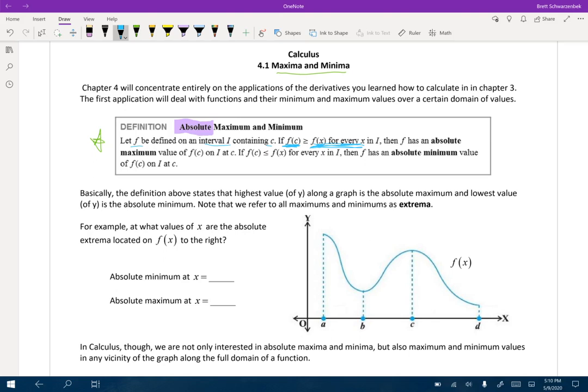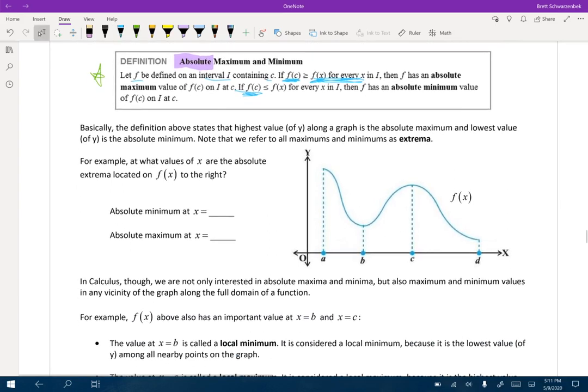Same thing, but in the opposite direction. If you have some value of c and its function value of y is smaller than any of the other function values on the interval, then it's called an absolute minimum. So literally, all you're looking for on a graph is the tallest value, or the value that's the lowest on the graph.